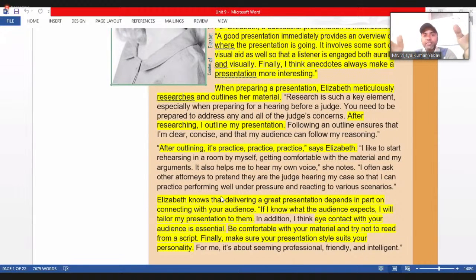And one more point is there: space distancing. There must be a distance between the audiences and the presenter. If you are going to have the presentation, there will be a distance between the audiences and the presenter. For you, there will be a dais, and you have to stand behind the dais. Then there will be distance, and at a distance there will be the audiences. This is also maintained there.